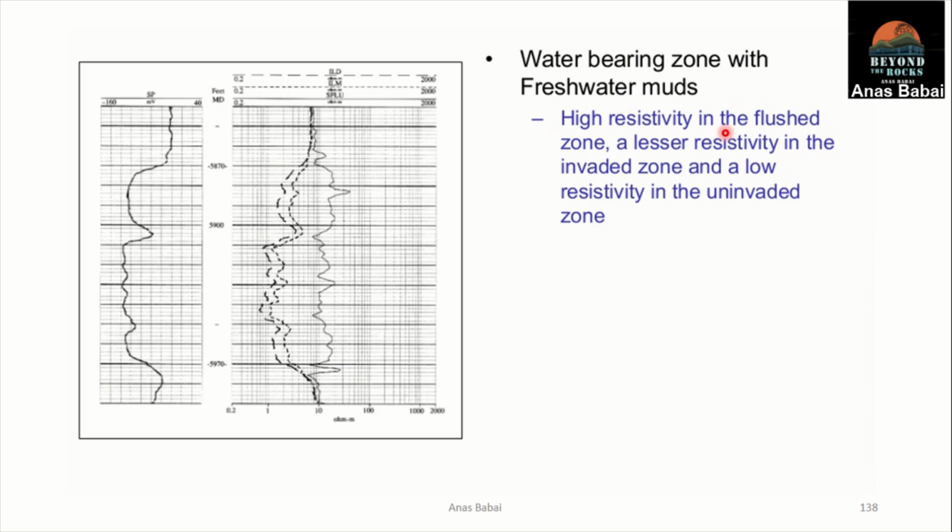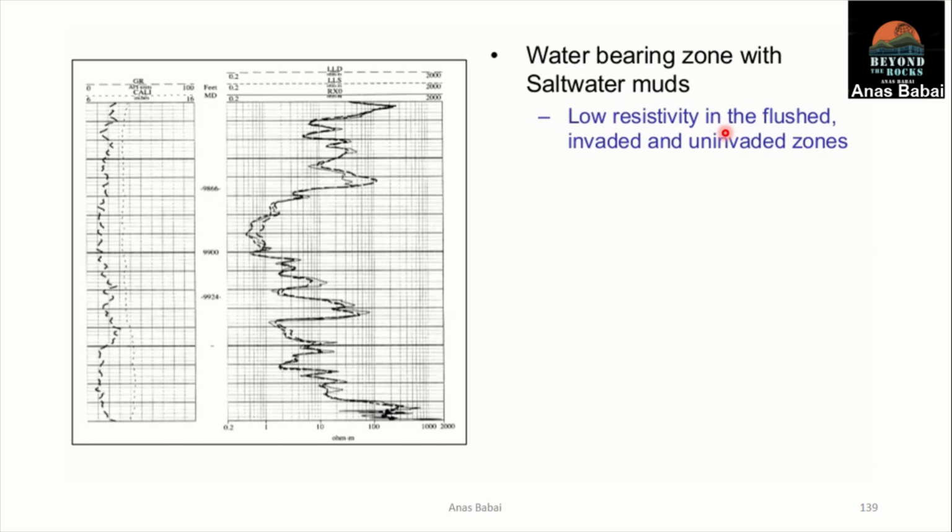Another scenario is one in which we have a water-bearing zone with salt water mud. The salt water mud will have high conductivity since it contains salt, and since it has high conductivity, it will have low resistivity. So we expect our RXO in this case to read a very low resistivity, which is the solid line.